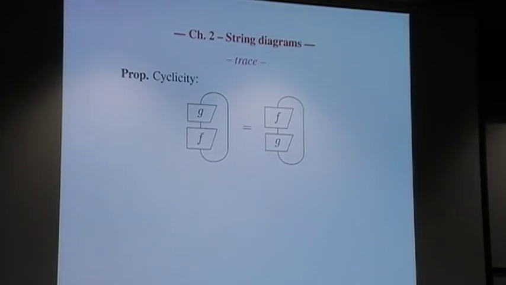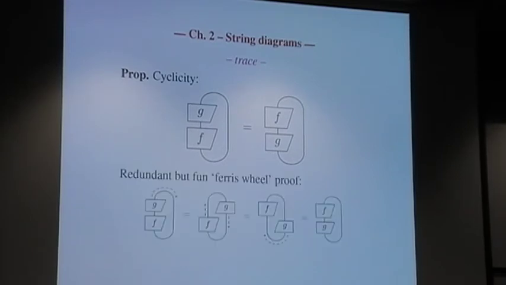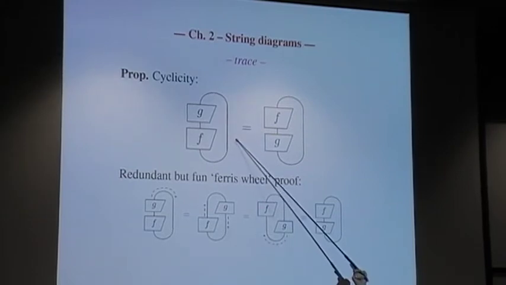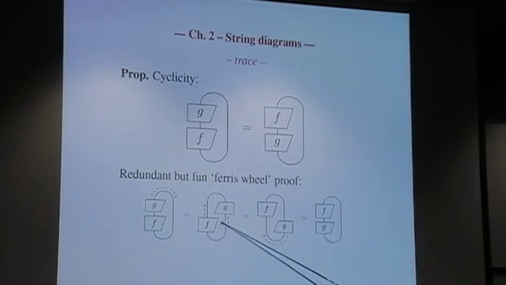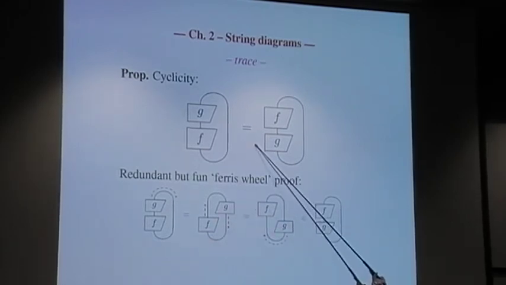Now, it's kind of fun to do a Ferris wheel type proof, but it's completely redundant. But you could do this. You could slide this one to the other side, and then they rotate. Okay. So that's the intuition of the symbolic proof. We don't even need to do that. The proof is just writing it down. And that's the advantage. If you were doing category theory, then you would be doing this as a proof. But in diagrams, it's just automatic.